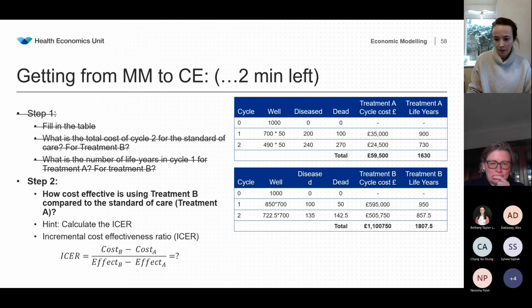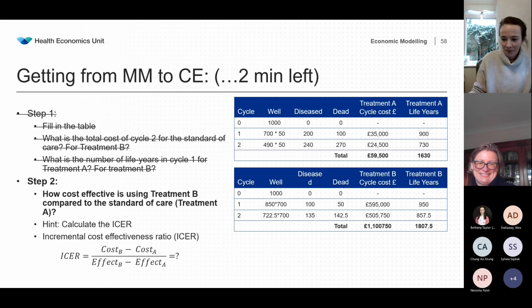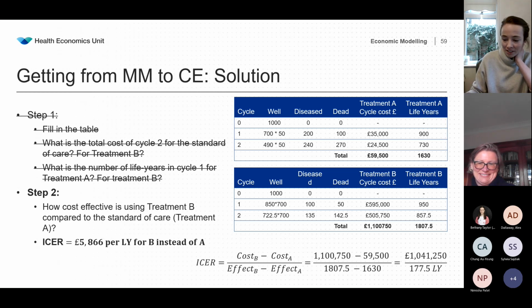Here's a hint. You should be calculating your ICERs. Got a couple of answers, and they both match again, which is perfect. Somebody's taking your rounding very seriously there, Phil. Yeah, good. Don't want to see my computer explode. And you guys are right. So it should be 5,866 per life year for B instead of A.